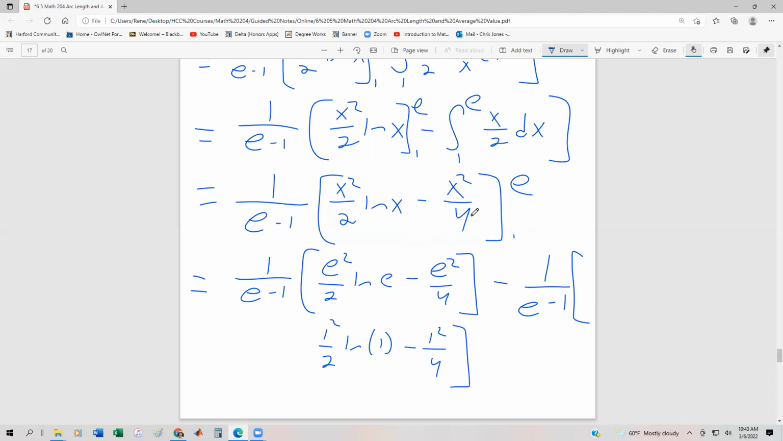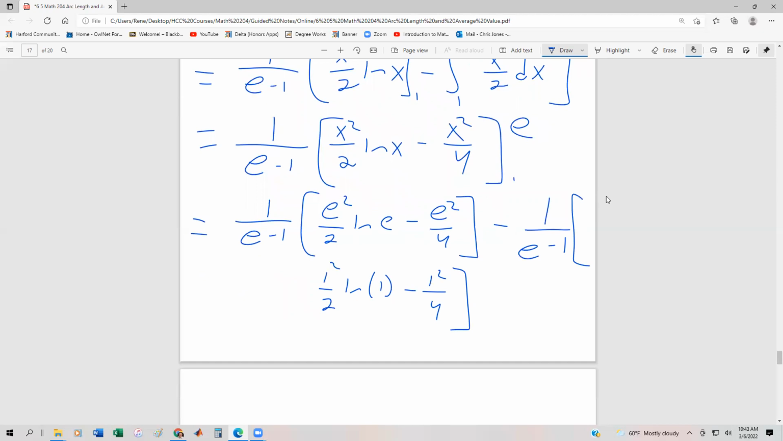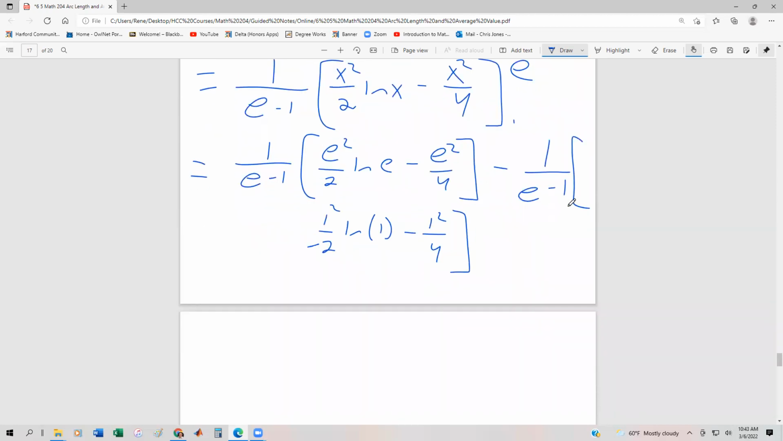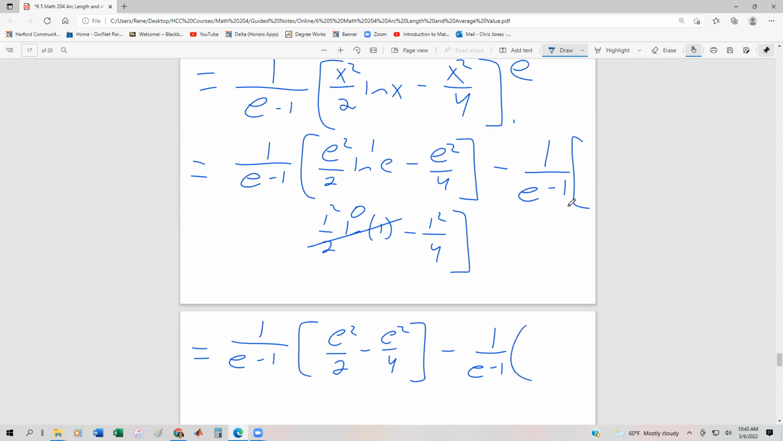So let's play good news. The ln's are really nice because remember, ln of 1 is 0, so that just goes away. ln of e is 1. So realistically, we're going to end up with 1 over e minus 1, e squared over 2 minus e squared over 4 minus 1 over e minus 1 times negative 1/4.